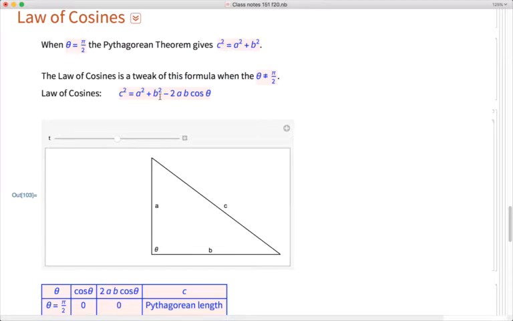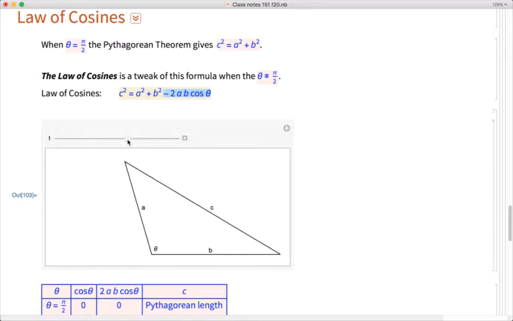Okay, so the law of cosines, the way you want to think about this is that it's a tweak, a riff on the Pythagorean theorem. The law of cosines says if this angle theta is not 90 degrees, then C squared will be equal to A squared plus B squared with this little adjustment that you have to make. Maybe it doesn't look so little, it does clutter up the formula, but that is the adjustment you have to make. So we'll be able to apply this Pythagorean theorem-like theorem to triangles that are no longer right triangles.